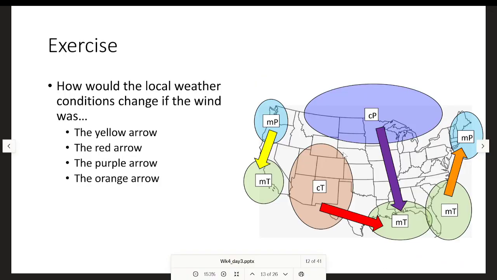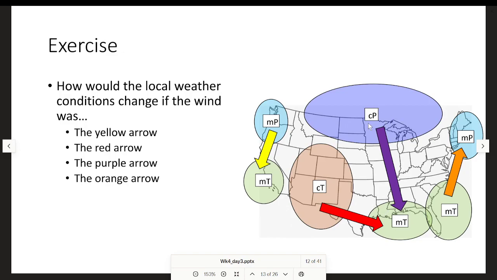How would the local weather conditions change if the wind was the yellow arrow, the red arrow, the purple arrow, and the orange arrow? So, in the yellow arrow, we have this maritime polar moving into maritime tropical, so the temperature would decrease in California. The red arrow here, we have continental tropical moving into maritime tropical, so you have a drying effect where this source air mass, this continental air mass, dries out the air down here.